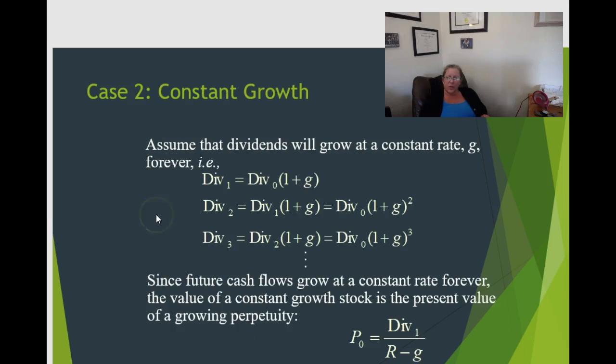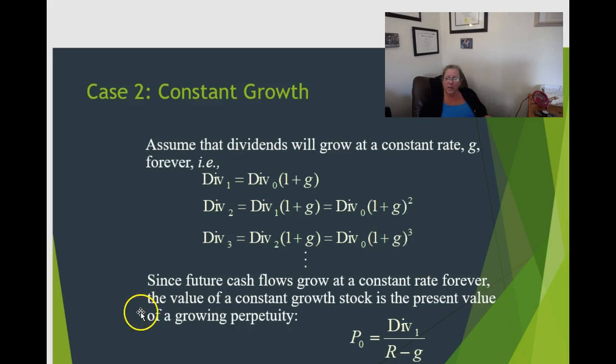The second case is constant growth, meaning that the dividends are going to grow at a constant rate forever. So we can write this out. Here's the long way. Dividend sub 1 is equal to dividend sub 0 times 1 plus the growth rate. Dividend sub 2 is equal to dividend sub 1 times 1 plus the growth rate, which is equal to dividend sub 0 times 1 plus the growth rate to the second power. Dividend sub 3 is equal to dividend sub 2 times 1 plus the growth rate, or we can just say dividend sub 0 times 1 plus the growth rate to the third power.